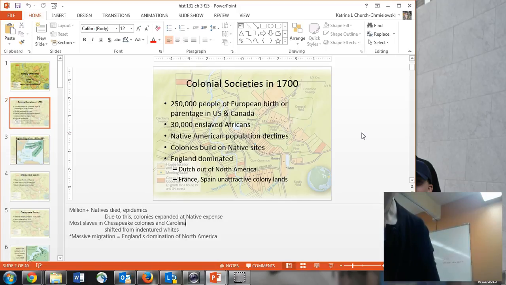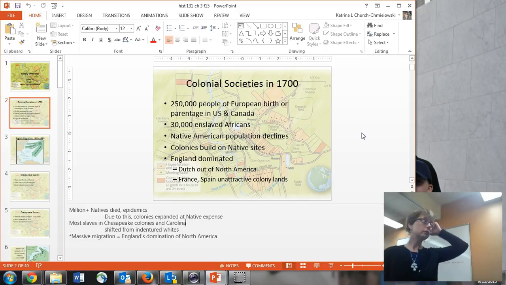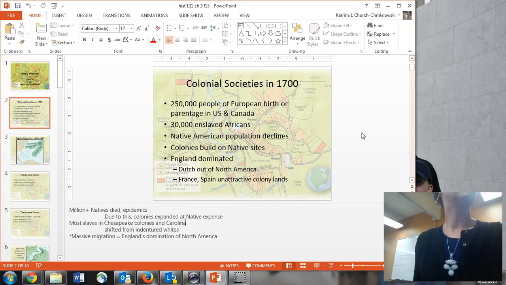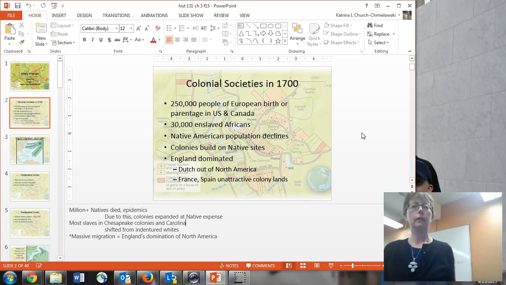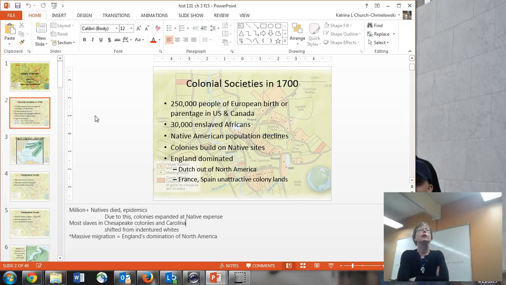Alrighty. So we are here on chapter 3. All right, we're talking about the colonial societies in 1700. 250,000 people of European birth or parentage were in the U.S. and Canada in 1700. Okay?